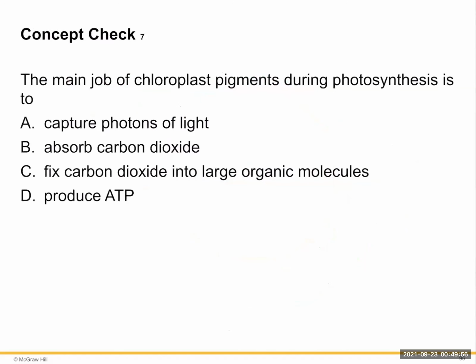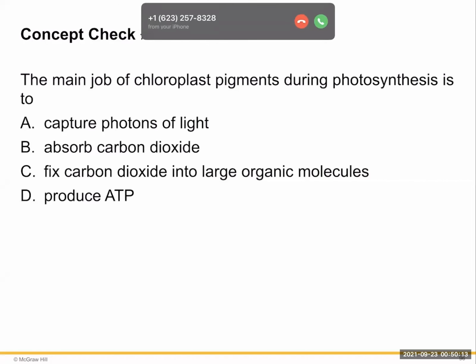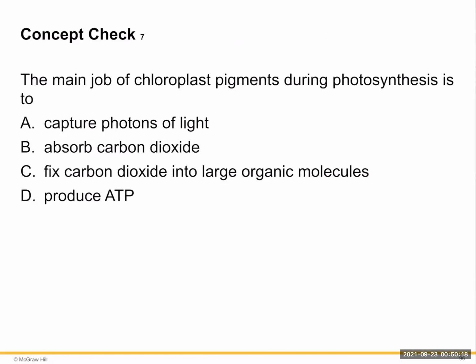Okay, so the main job of chloroplast pigments during photosynthesis is what? To capture photons of light, absorb carbon dioxide, fix carbon dioxide into large molecules, or produce ATP? Is it to produce ATP? Well, we use ATP. Remember, we use ATP for that. Okay, well, is it absorb carbon dioxide? I don't think it's absorbed here.